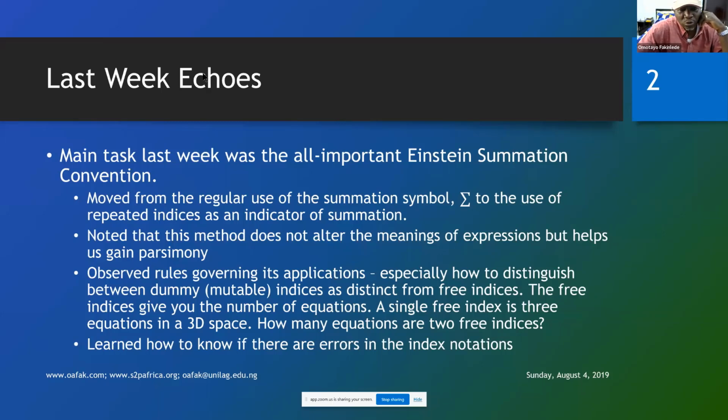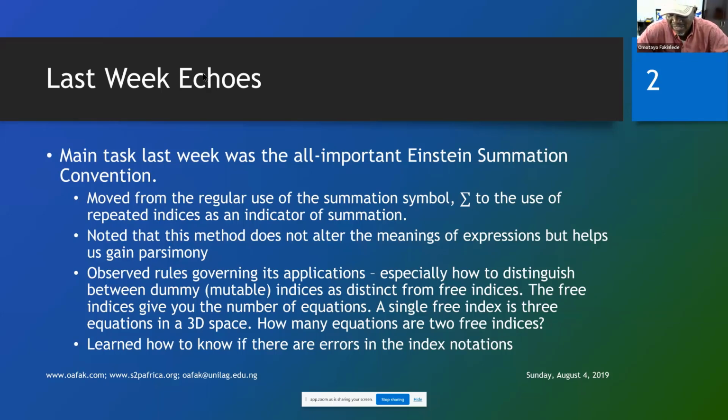If you remember, dummy indices tell us how many things are summed over, the place of addition, whereas free indices indicate the number of equations that you are going to have. If you have no free index, that's one equation. That's 3 to the power 0. If you have one free index, that's 3 equations. That's 3 to the power 1. If you have 2 free indices, that is 9 equations. That is 3 to the power 2. If you have 3 free indices, that's 27 equations. And it just goes on like that.